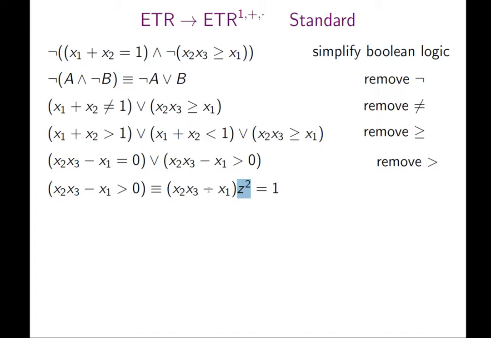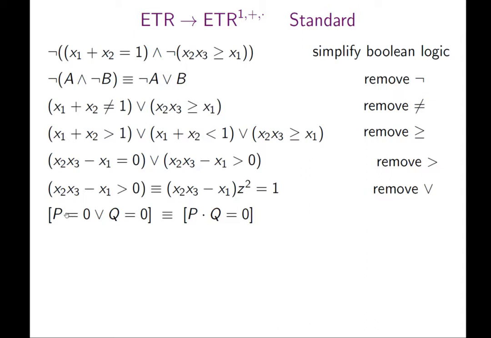On the other hand, if we know that this holds, since z squared must be positive, we know this must be positive as well. So these two are equivalent, and we got rid of this large root. Now we can get rid of the or. Oh no, we need to get rid of the or.